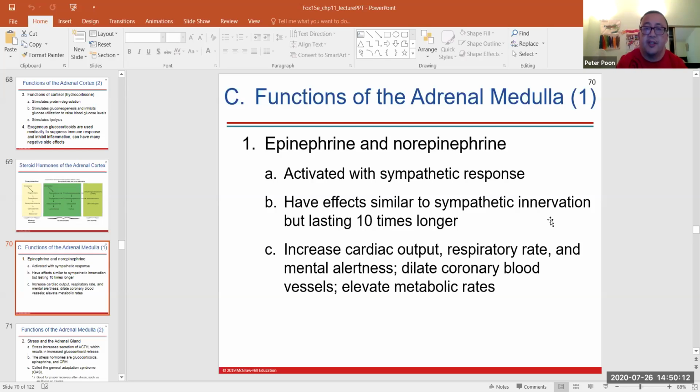Epinephrine and norepinephrine are activated by the sympathetic response. They have effects similar to sympathetic innervation, but last 10 times longer. Again, I explained this in the previous chapter. It's better that you're overexcited than underexcited, and therefore the lasting longer allows you to go further. So, running from a non-existing lion is better than not running from an existing lion.